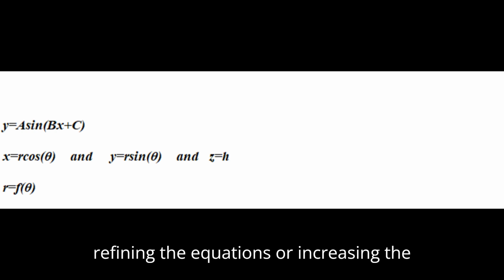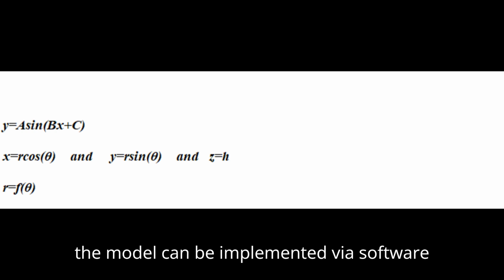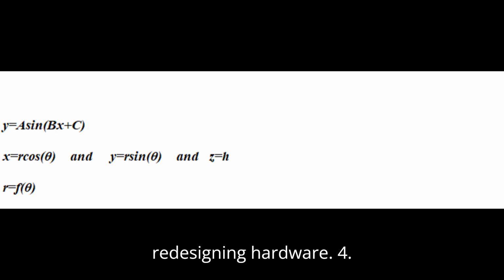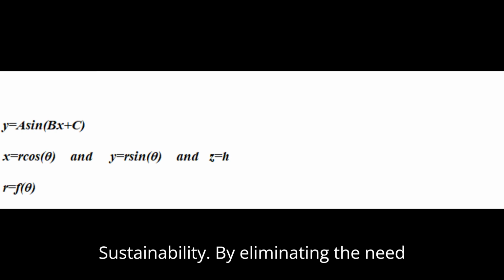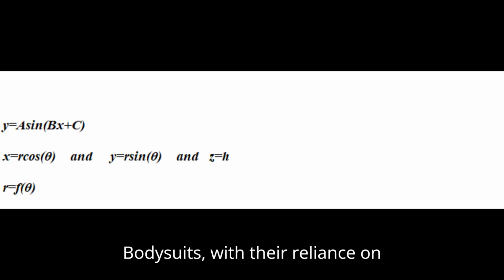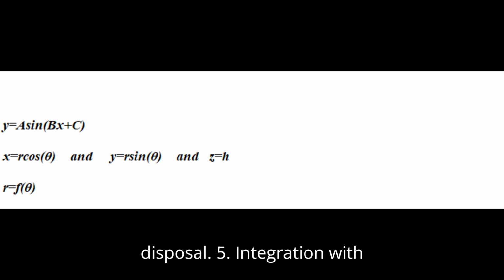3. Adaptability and scalability. Mathematical models can adapt to any body type or feature. Complexities such as asymmetry or unique curves are handled by refining the equations or increasing the resolution of triangulation. Updates to the model can be implemented via software changes, which is far easier than redesigning hardware. 4. Sustainability. By eliminating the need for physical materials, mathematical methods reduce environmental impact. Bodysuits, with their reliance on advanced materials, contribute to waste during manufacturing and eventual disposal.